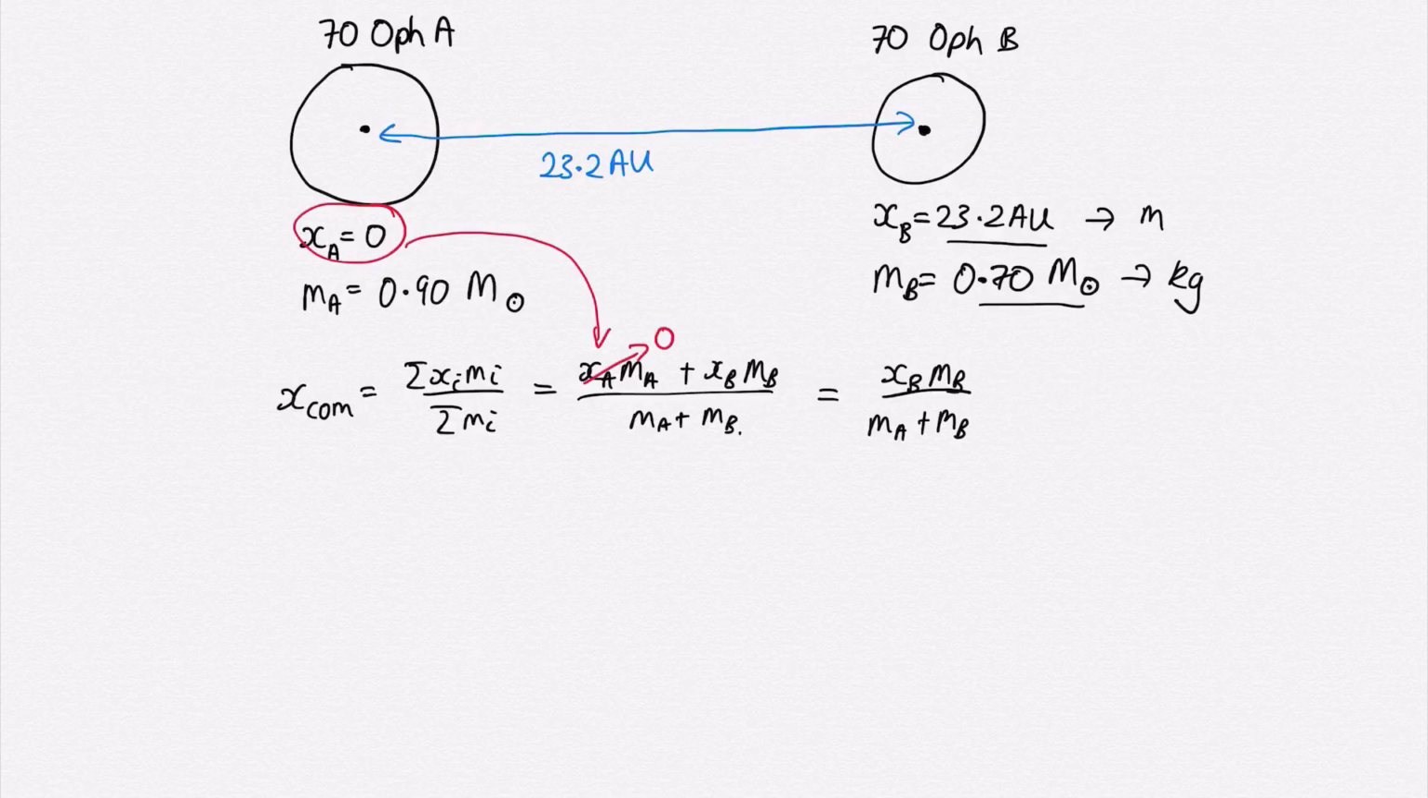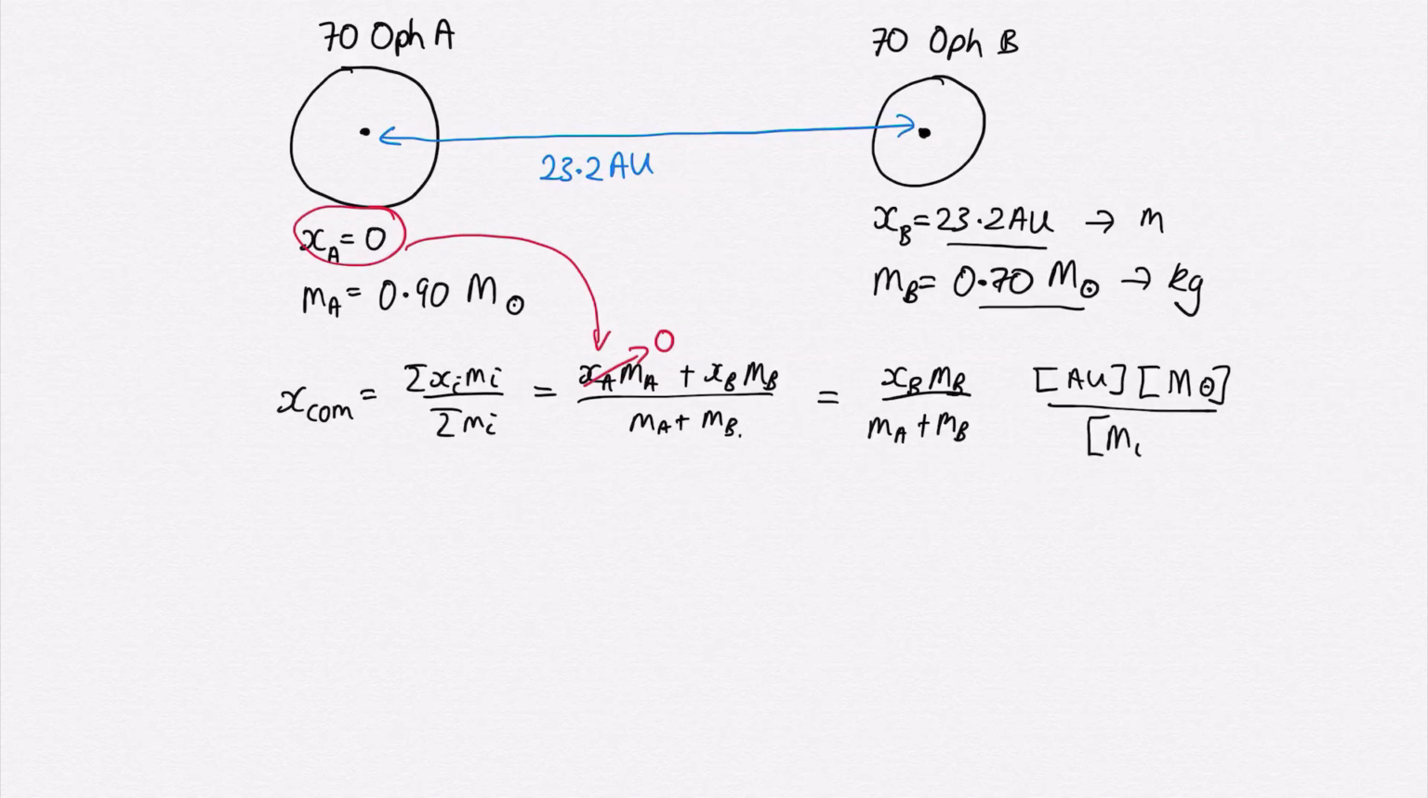So now I'm going to show you why we don't need to convert the units. If you do convert the units, you won't get it wrong. It'll just take a little bit longer. Okay, so I'm going to put the units after this in square brackets. So XB is given as a distance in AU, and MB, that's given in solar masses. And then MA plus MB, both of those are solar masses. So the units for this is solar masses. So these solar mass units cancel out, and then my final answer will be in astronomical units.